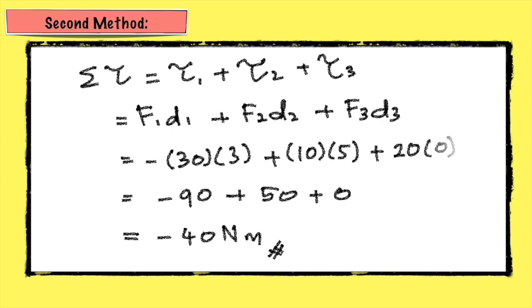You can also write the second method, which is total torque is equal to torque 1 plus torque 2 plus torque 3. Torque 1 is F1 D1 plus F2 D2 plus F3 D3. Torque 1 is negative because clockwise. F1 is 30, D1 is 3. Then plus, anti-clockwise is positive, then F2 10 times 5 is D2, plus 0 for F3 because parallel to D3. Then total up, we will get negative 40 Newton meter for total torque.